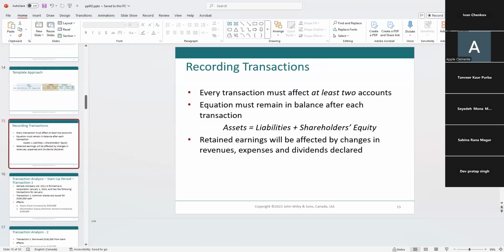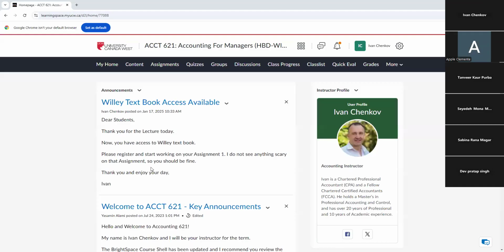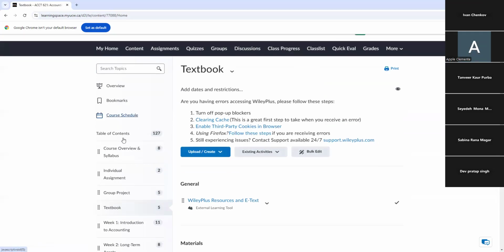Now, before I start with this, I'm going to share another screen with you. Just give me a second. Can you guys see my screen? Yes, Professor. Yeah, this is your Brightspace. That's where I want you to go. I want you to go right now into Brightspace.